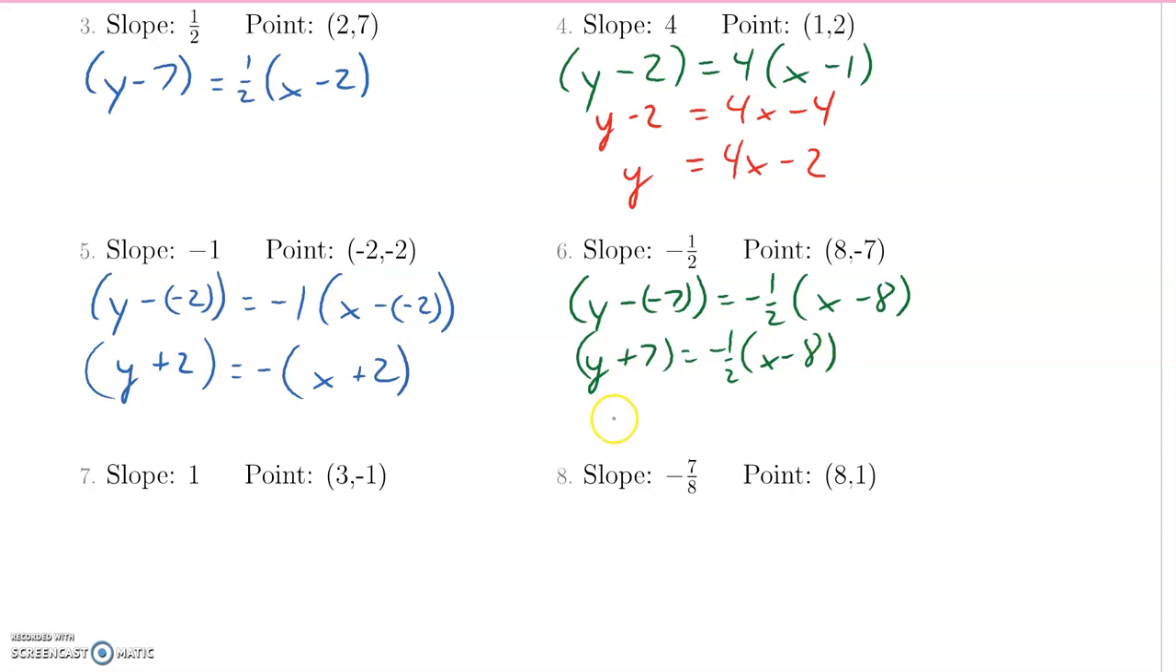All right, so drop the brackets, and I'd have y plus 7 is equal to, I'm going to multiply the negative 1/2 for both of those. So that would be negative x over 2. Okay, that's negative 1/2 x. And then we multiply that, so we plus 1/2 times 8 would be 4. So that's plus 4, something like that.